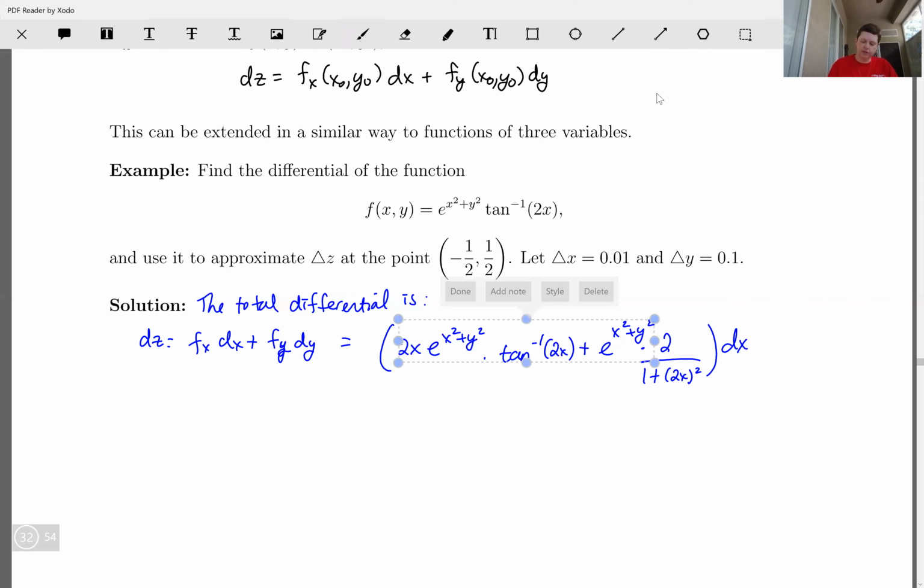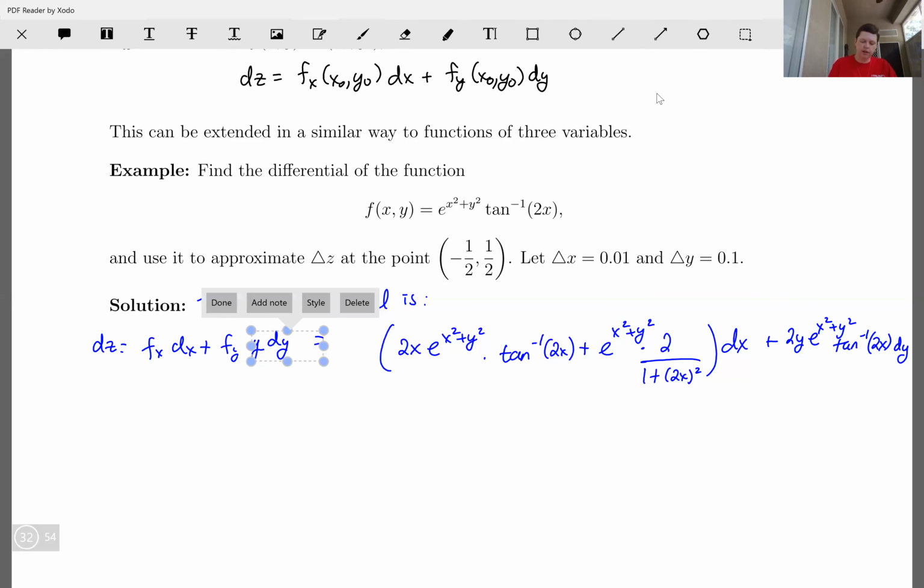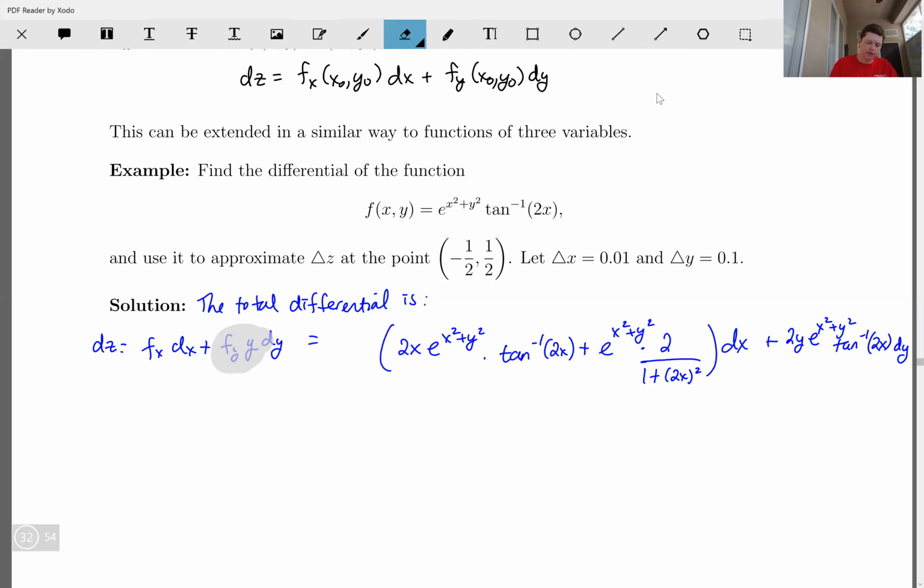So this is going to take up a lot of space. Plus the partial with respect to y. So that's just 2y e to the x squared plus y squared tangent inverse 2x times dy. And recall that this is true because we treat our variable x like a constant.